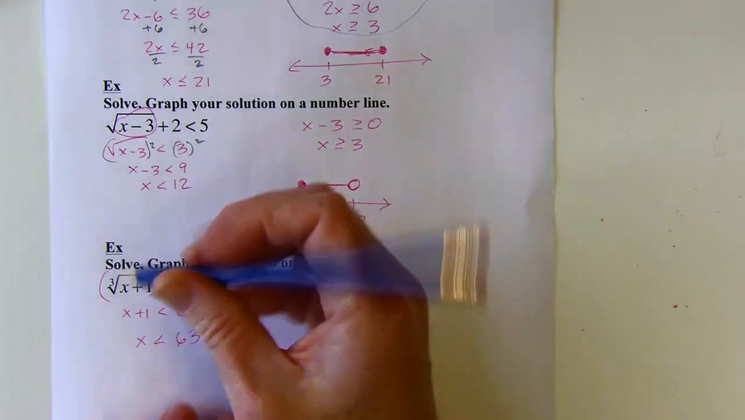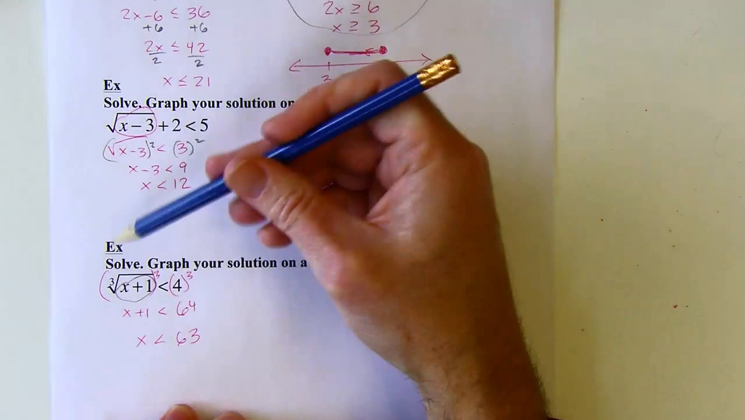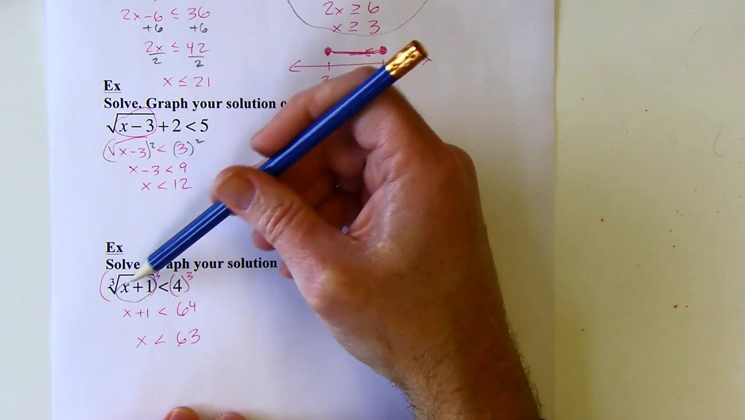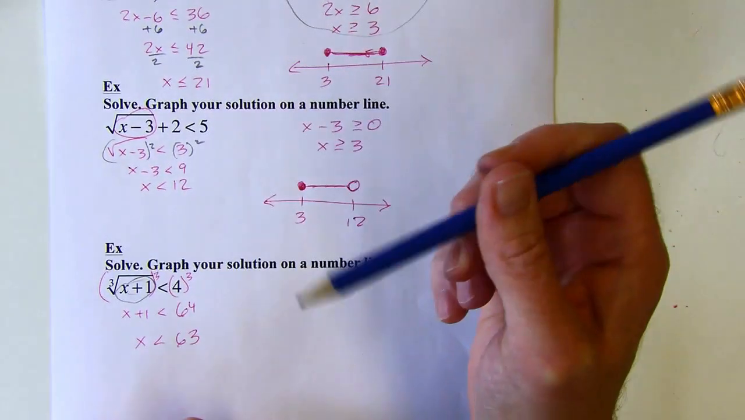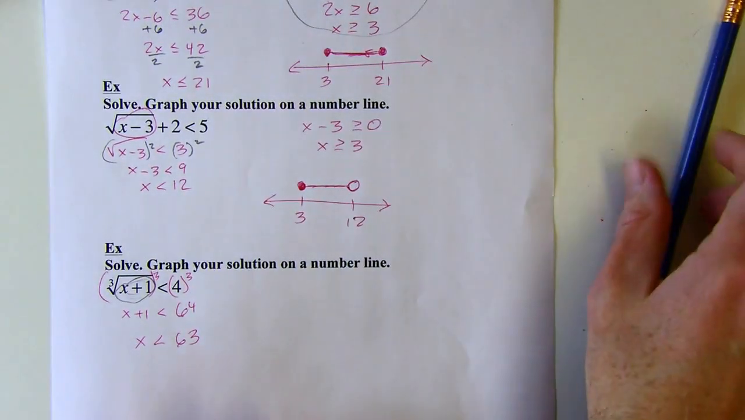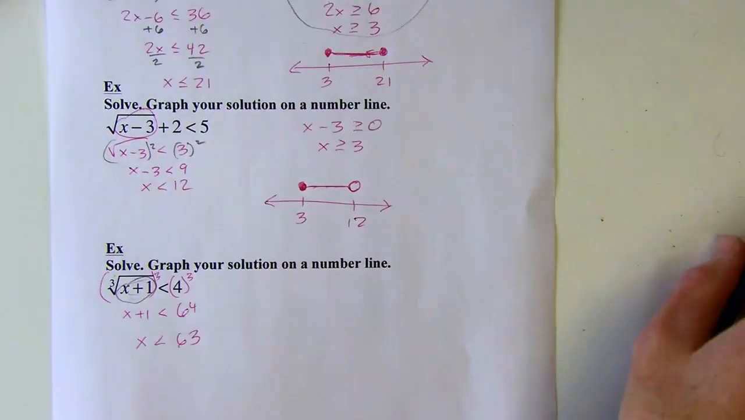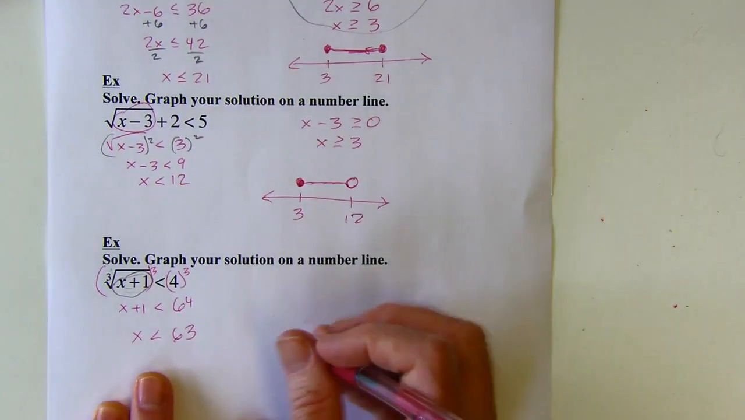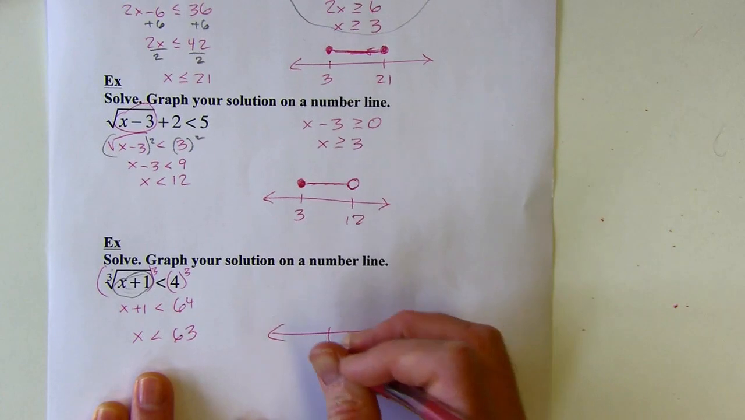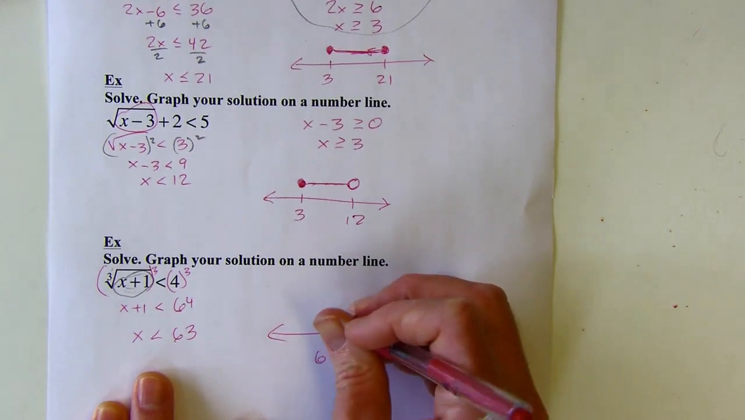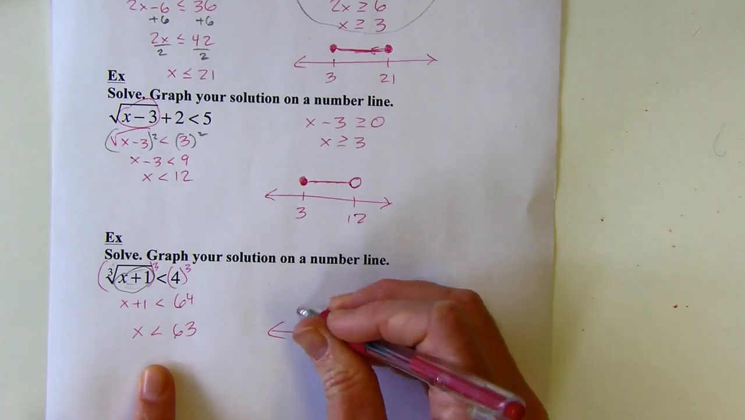Let's consider the radicand. Wait a second. This is an odd index. So a negative number down here is no problem. That will not give me an imaginary solution. So when it's an odd index, you don't need to consider the radicand. So this is just my solution. So I've got an open dot, and anything less than 63, there we go.